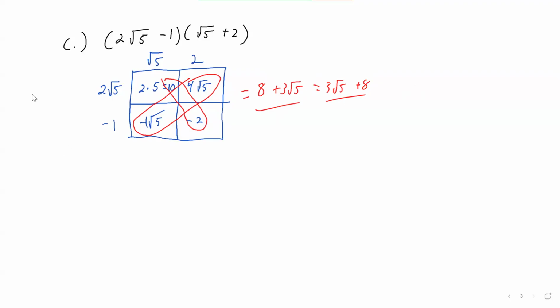I don't see a difference. Yes. You cannot add the 3 and the 8 because this one's attached to a radical and this one does not have a radical. So therefore, they are not the same.